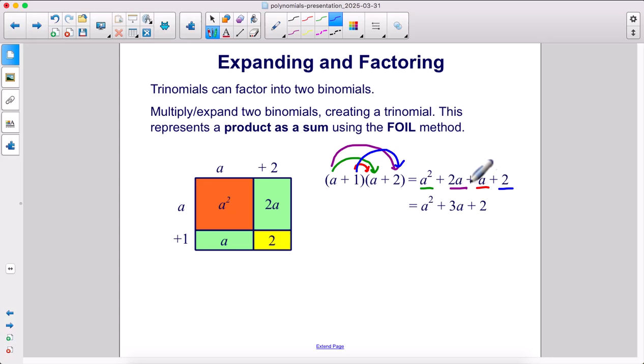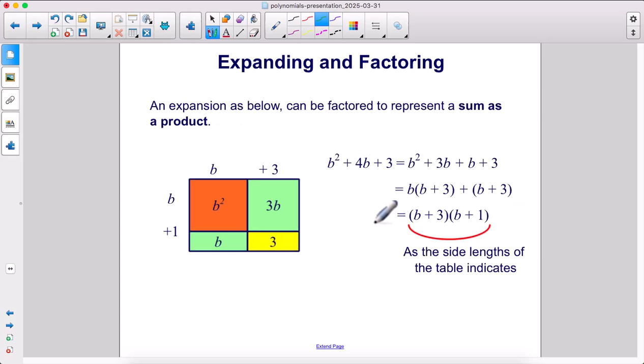Then we can combine these two like terms. 2A plus A is 3A. So we get A squared plus 3A plus 2. An expansion as below can be factored to represent a sum as a product. So we have B squared plus 4B plus 3.